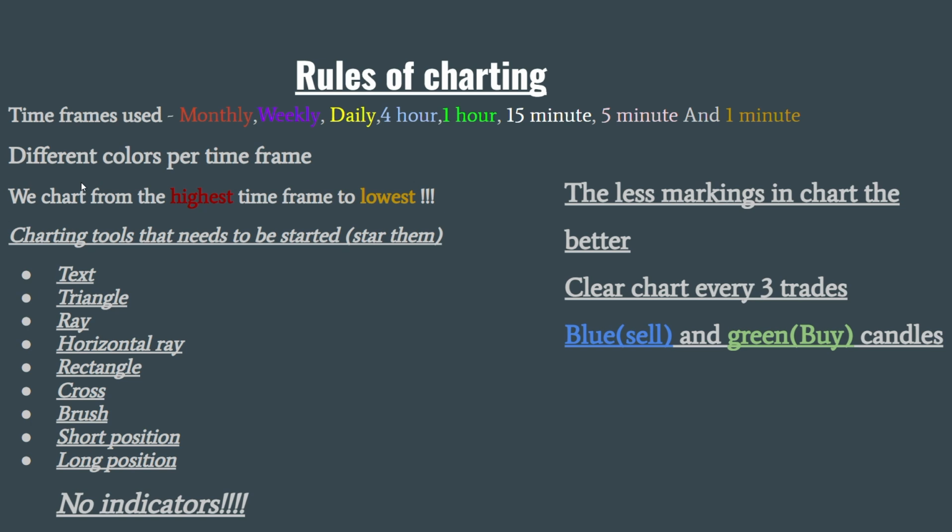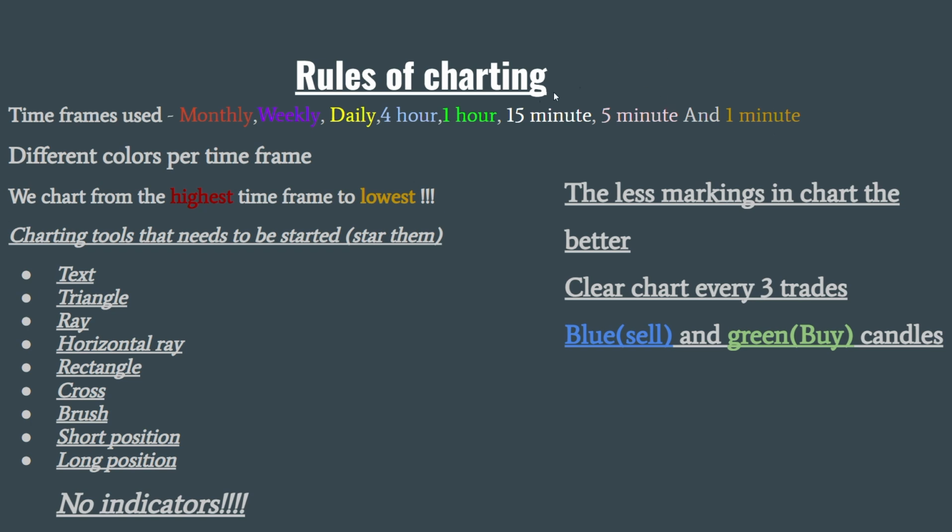So here's something very important. We chart from the highest time frame to the lowest. And what do I mean by that? We always chart and put the levels, trends, everything, starting with the monthly, then we go to the weekly, then we go to the daily, then the 4 hour, then 1 hour, 15, 5 minute, and 1 minute. We never trade this way.